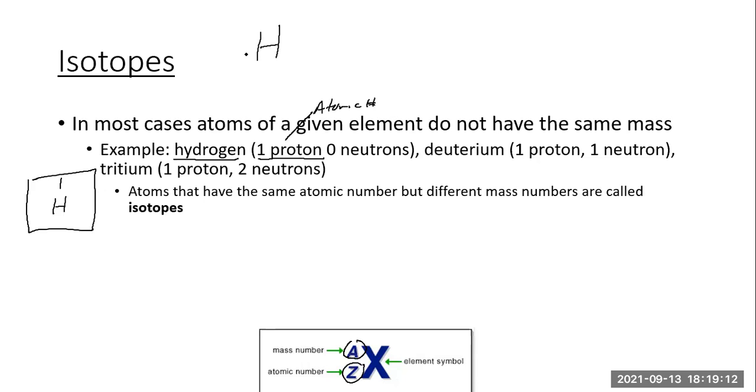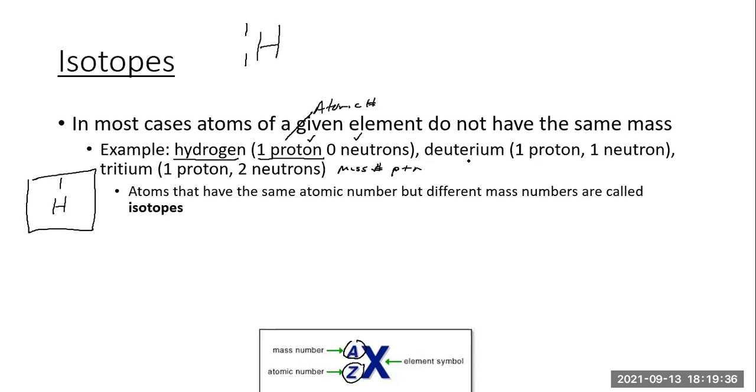Atomic number should go bottom left. On the top should go mass number, which is number of protons plus neutrons. So 1 proton, 0 neutrons gives me a mass number up on top. If you take the top number minus the bottom number, that gives you 0, which is your number of neutrons. And that would be the correct symbol for hydrogen.